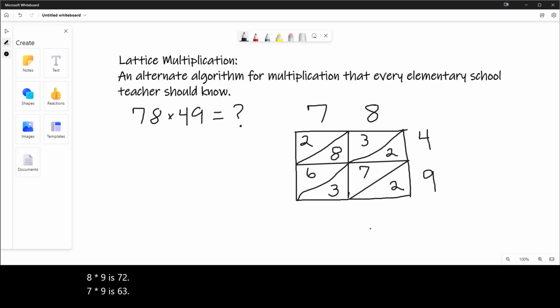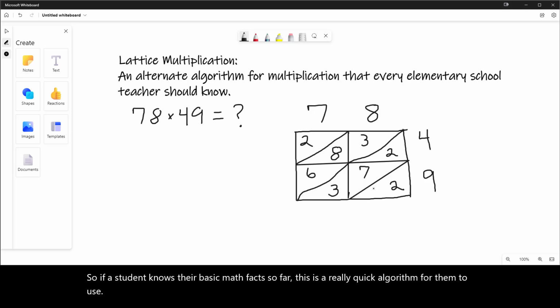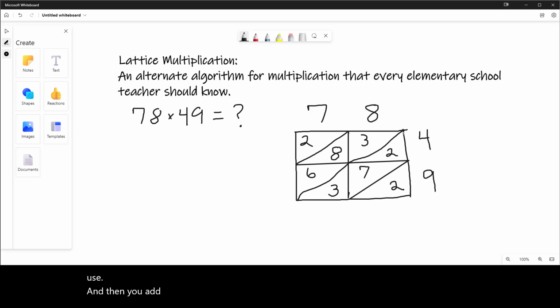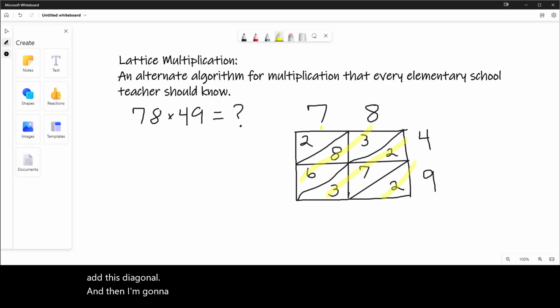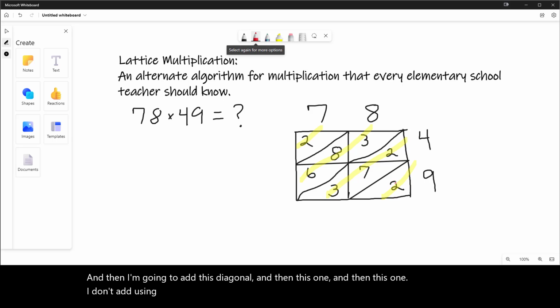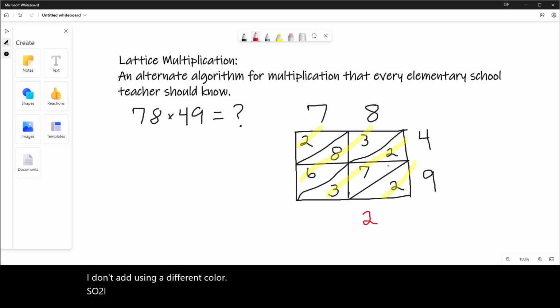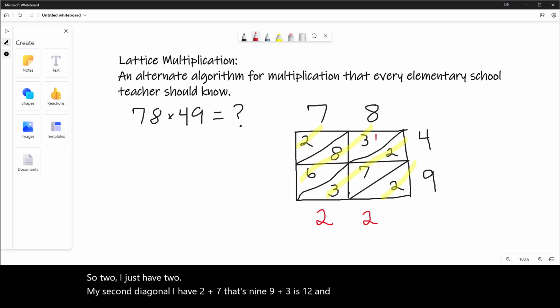So if a student knows their basic math facts, so far this is a really quick algorithm for them to use. And then you add columns diagonally. So you're adding each diagonal column. I'm going to add this diagonal, and then this diagonal, and then this one, and then this one. And I'll add using a different color. So 2, I just have 2. My second diagonal, I have 2 plus 7, that's 9. 9 plus 3 is 12. And then carry the 1.